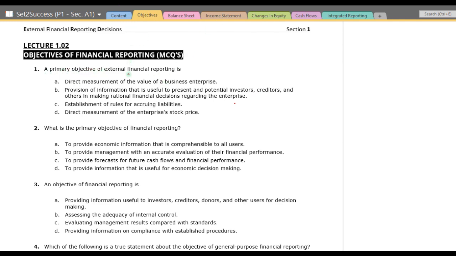A primary objective of external financial reporting is direct measurement of the value of the business enterprise. Financial reporting is not designed to measure the value of the business enterprise. Establishment of rules for accruing liabilities is done by GAAP and IFRS. Direct measurement of the enterprise stock price: objectives of financial reporting are unrelated to the measurement of the stock price.